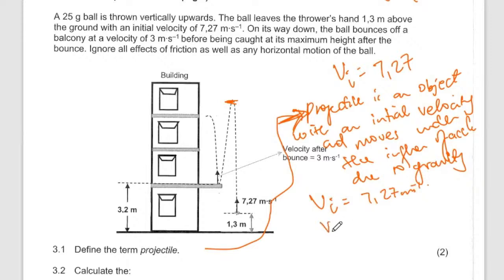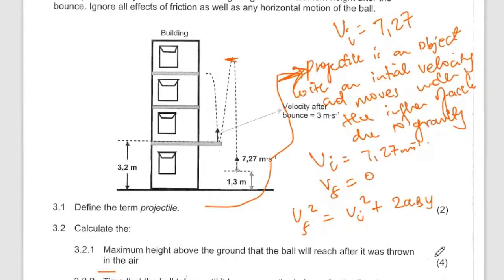Okay, so we know that at maximum height, the V final has to be 0. Then we can use the V squared: VF squared is equal to VI squared plus 2 a delta Y. Since the ball was thrown upwards, I'm going to take my upward as negative and my downward as positive. So 0 squared is equal to VI, which is 7.27, squared plus 2, our a is now negative 9.8, times delta Y.